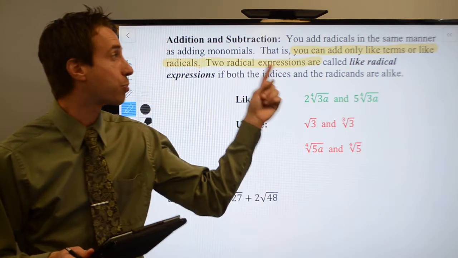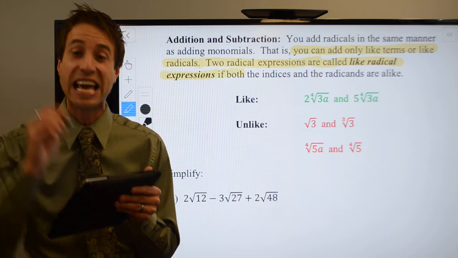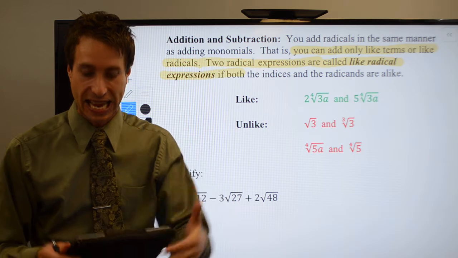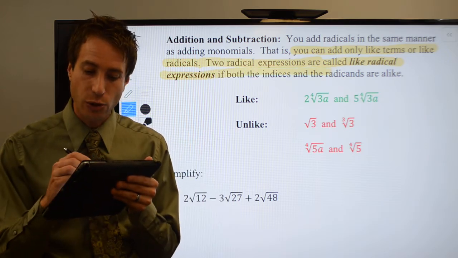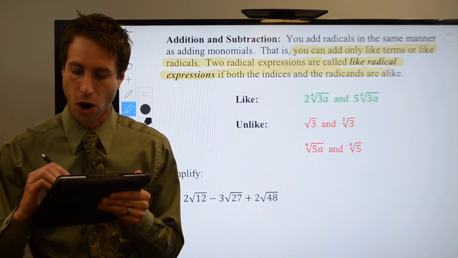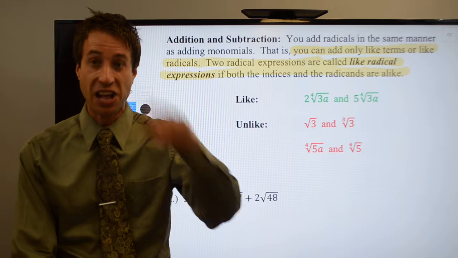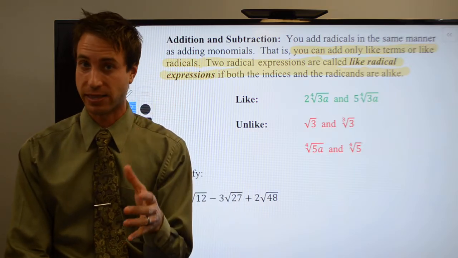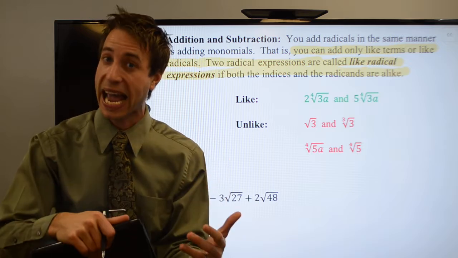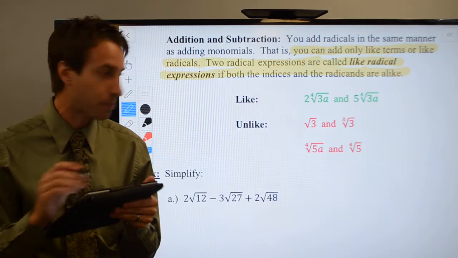Two radical expressions are called like radical expressions if both the indices, or the indexes, and the radicands, what's under the radical symbol, are alike or the same. So two things have to happen. The indexes have to be the same, and what's under the radical symbol, the radicands, have to be the same. Let's take a look at a couple of examples for you.